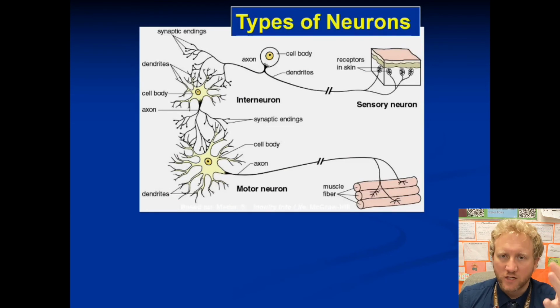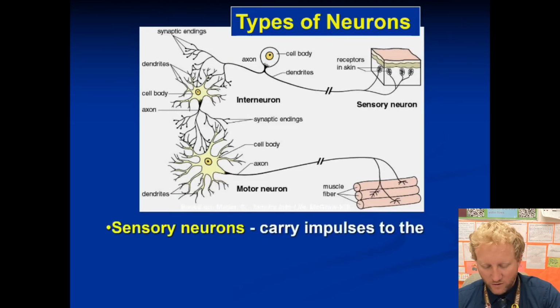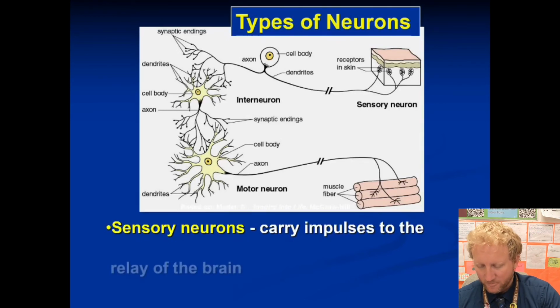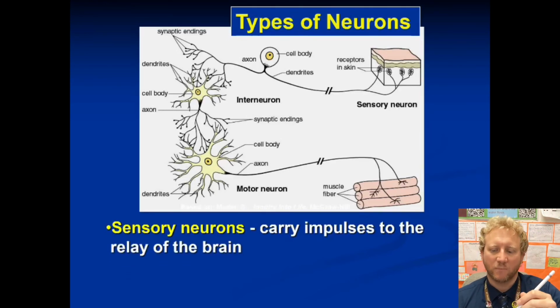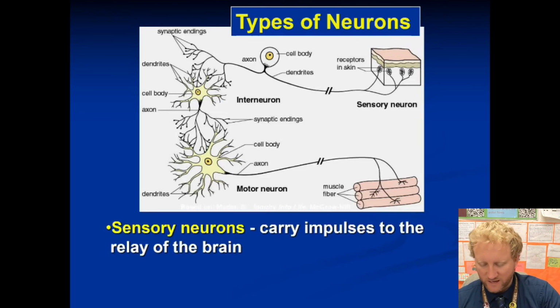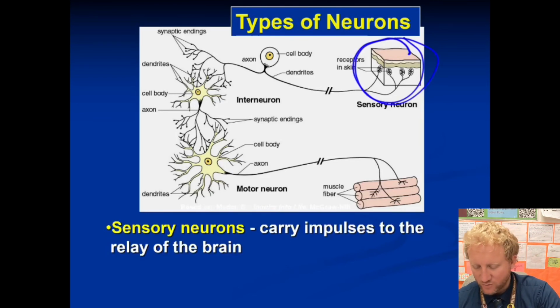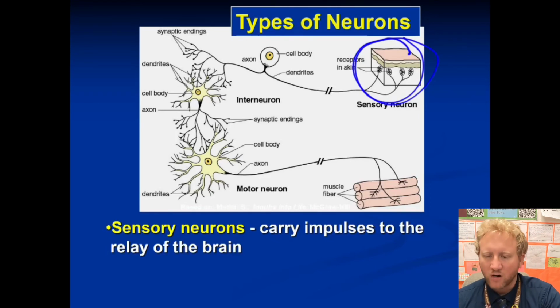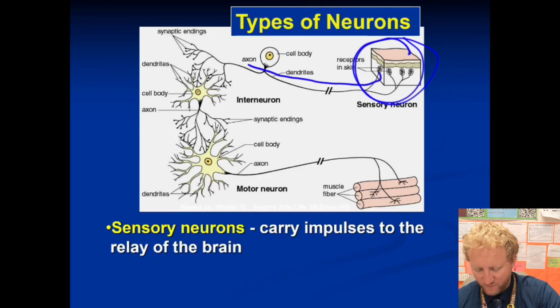You can classify neurons into three different types. Okay, you've got sensory neurons. Those are going to be your neurons that carry sensory information and nerve impulses and stuff like that to the brain. So like here's touch receptors in the skin. Those are sensory neurons. They're going to take information to the brain.